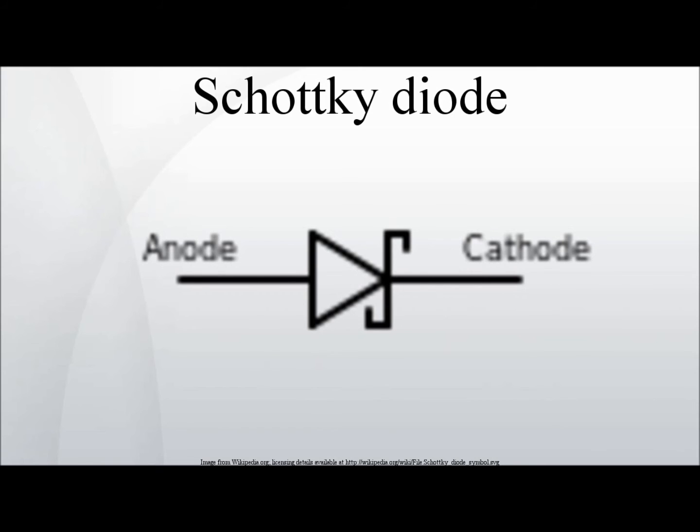Lightly doped P regions pose a problem as the resulting contact has too high resistance for a good ohmic contact and too low forward voltage and too high reverse leakage to be a good diode.